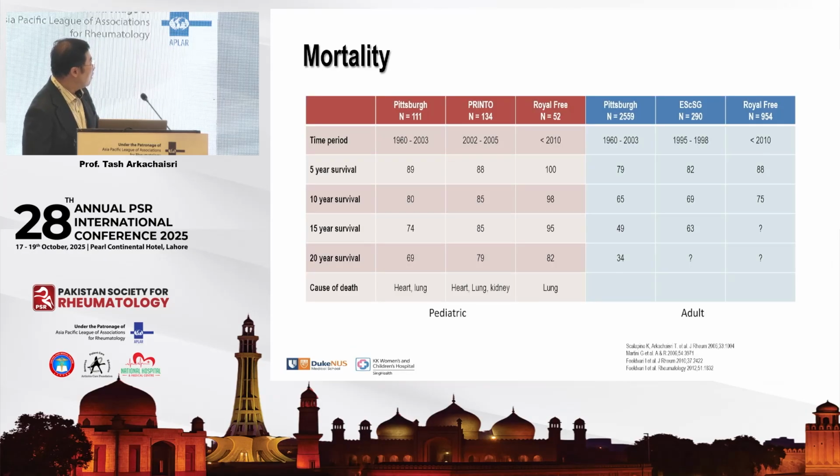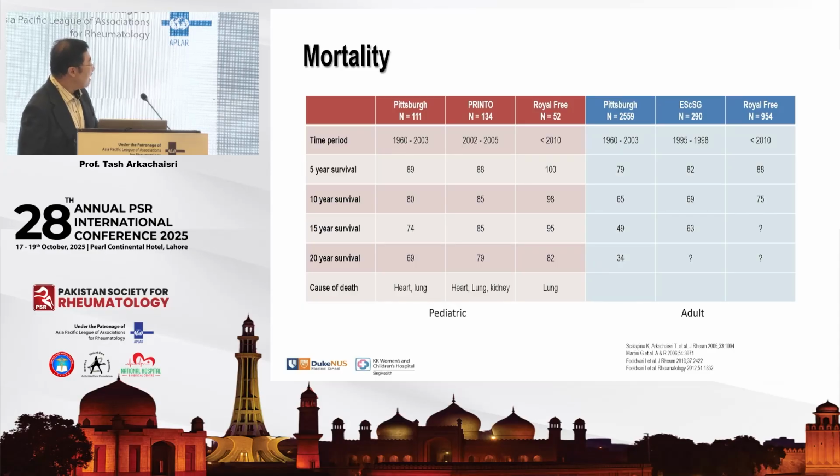Okay, the outcome: the red one is pediatric and the other is adult. You look at the time, that is from Pittsburgh. This is our own series from the registry, almost 3,000 adults, and kids we have only 100. Kids' prognosis, survival rate, is much better than adult by 10% roughly.